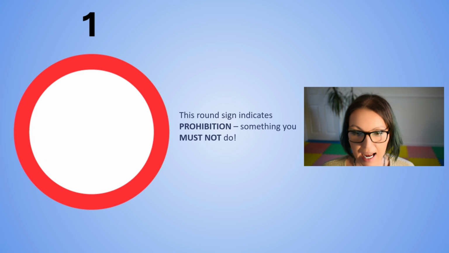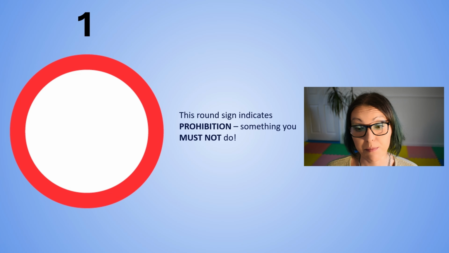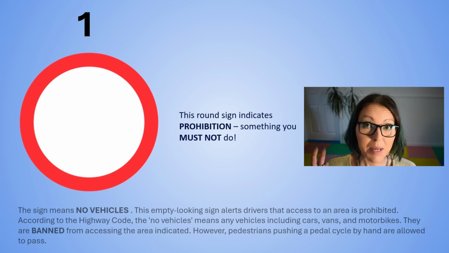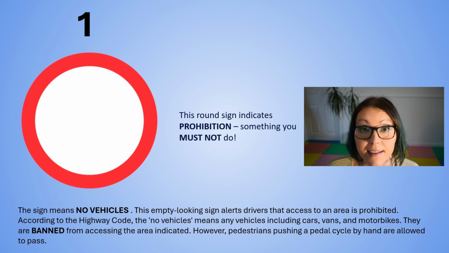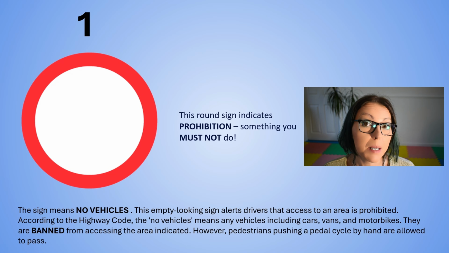And this round sign indicates prohibition. So this is something you must not do. The sign means no vehicles. This empty looking sign alerts drivers that access to an area is prohibited. According to the highway code, no vehicles means any vehicles including cars, vans and motorbikes. They are banned from accessing the area indicated. However, pedestrians who are pushing a pedal cycle by hand are allowed to pass.